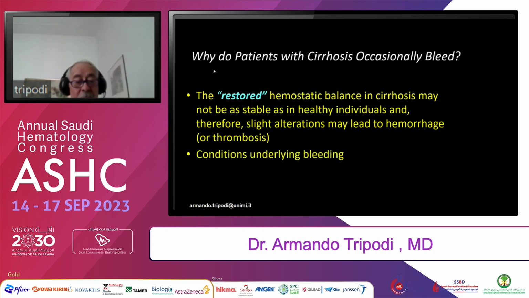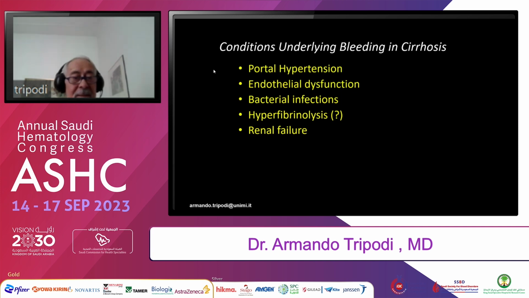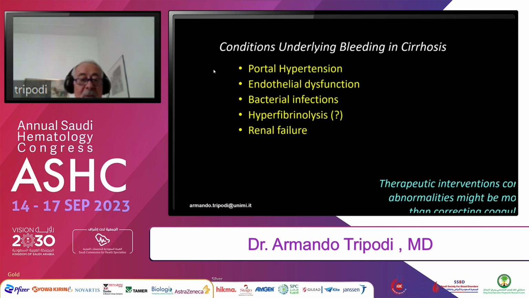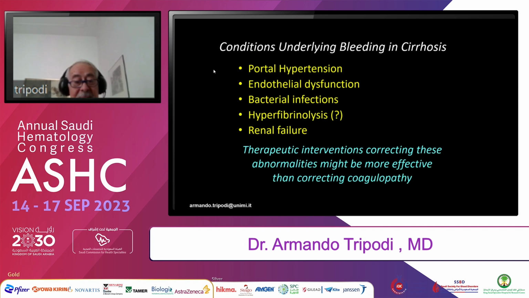And also, we should understand that there may be underlying conditions in cirrhosis which may favor bleeding. For instance, you know very well that portal hypertension may be a cause of bleeding, for instance from varices. Endothelial dysfunction, bacterial infection, maybe hyperfibrinolysis, and renal failure may be additional factors triggering hemorrhage. So I would say that therapeutic interventions correcting these abnormalities are probably much more effective than correcting the coagulopathy itself.